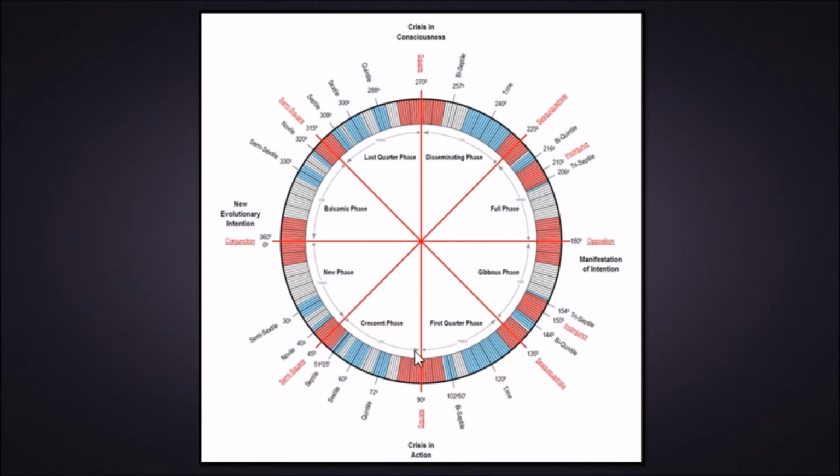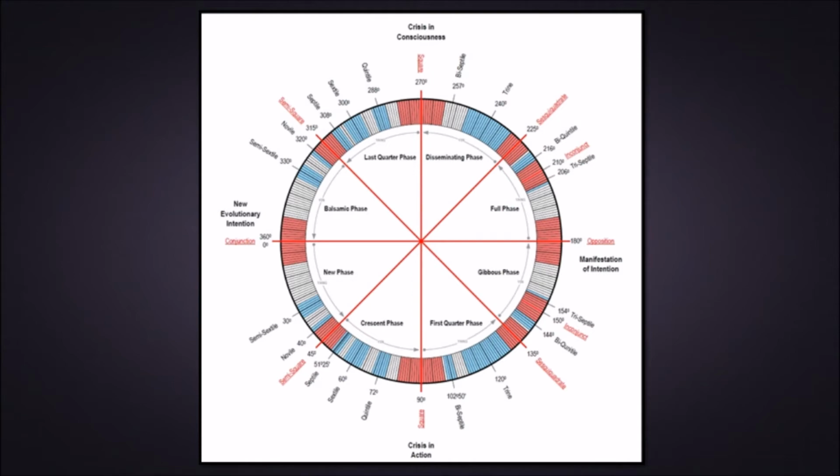And this is what I love about it so much. When we look at squares in astrology, we're like, oh, it's a square. But in EA, there's two types of squares. There's a crisis in action square and a crisis in consciousness square. And they're remarkably different.